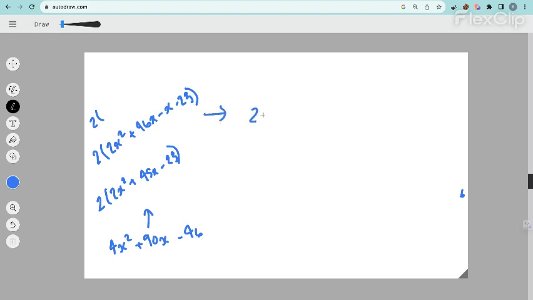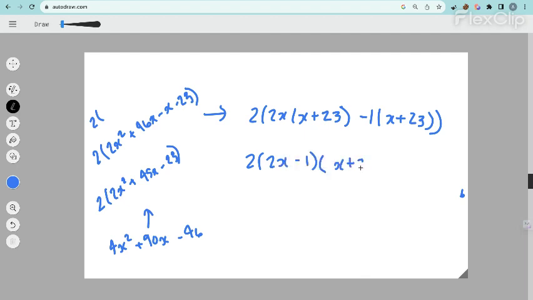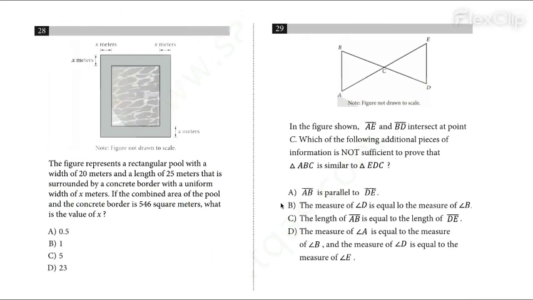Alright, so let's finish simplifying this on this side. That would be 2x, x plus, let's see, 23. And then on this side, that's just minus 1, x plus 23. So that means this would equal 2, and then 2x minus 1, x plus 23. So that means your x values would be 1/2 and negative 23. And obviously, you can't use a negative length value, so your answer here should be 1/2. And 0.5 is the same as 1/2, so that's your answer.